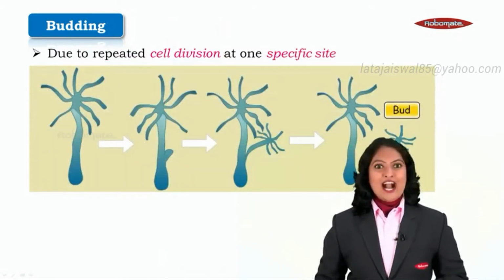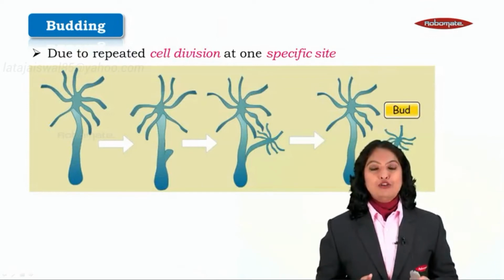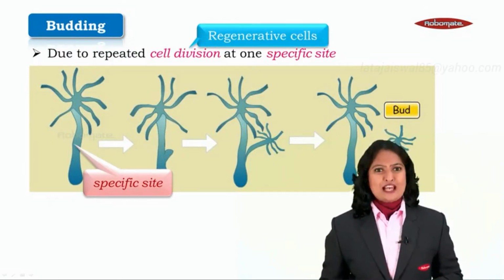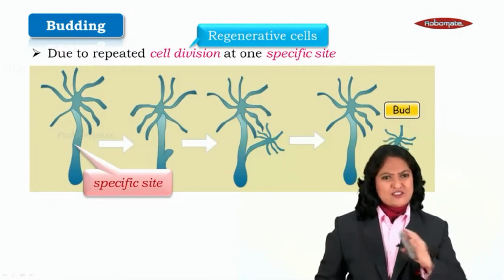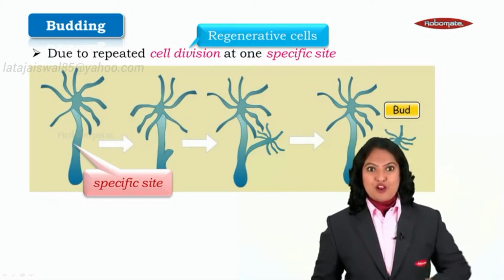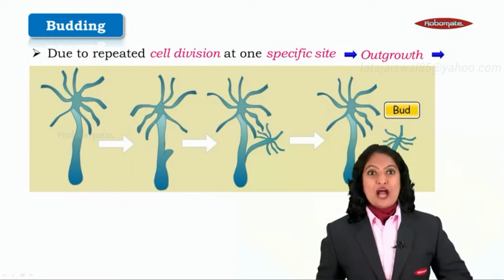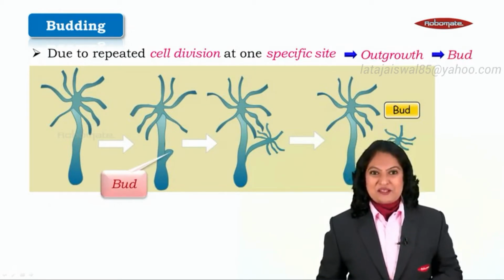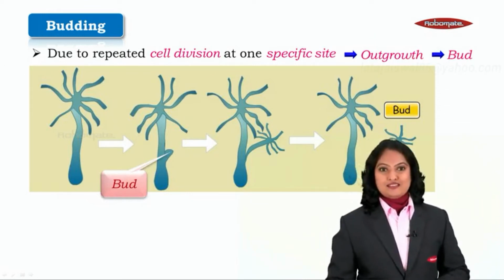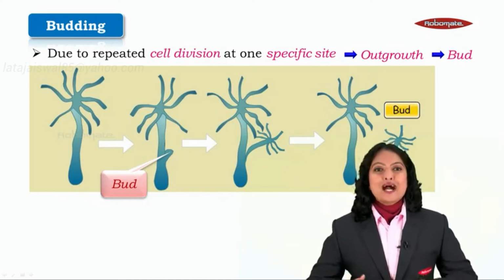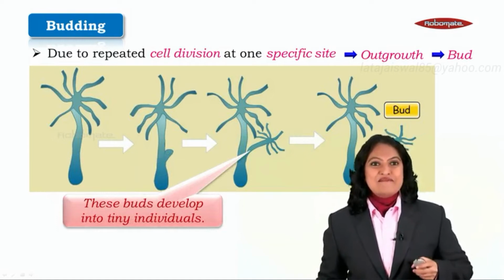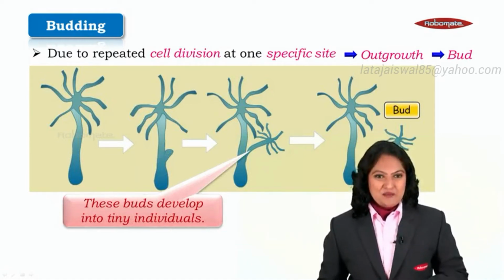Okay, when a hydra is fully grown, well-nourished and mature, the regenerative cells at a very specific site in the body start cell division and begin to proliferate. They develop an outgrowth. This outgrowth is called a bud. Now, the bud is made of regenerative cells. That means the bud grows into or develops into a new individual.